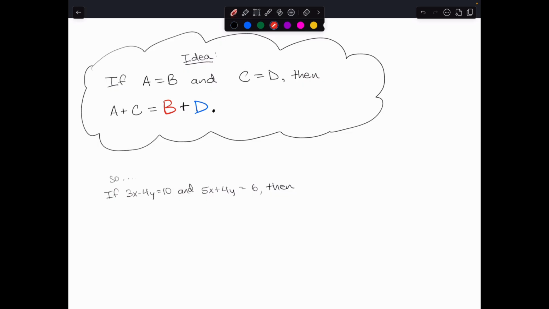Let's say we have two equations, right? And then we're going to come up with an expression. Let's call it 3x minus 4y plus 5x plus 4y. Well, I know that all the red stuff in parentheses there, it's equivalent to 10, so I'm going to substitute it. And then, same thing, all this blue stuff is equivalent to 6, so I can just replace it with 6. This equation must be true if these two are true.